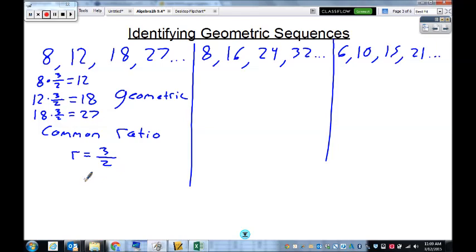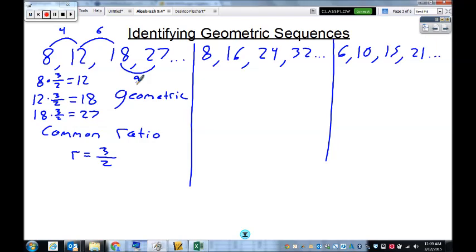Okay? If I check to see whether it was arithmetic, I'd say, well, the difference between 8 and 12 is 4, the difference between 12 and 18 is 6, and the difference between 27 and 18 is 9, so not arithmetic.